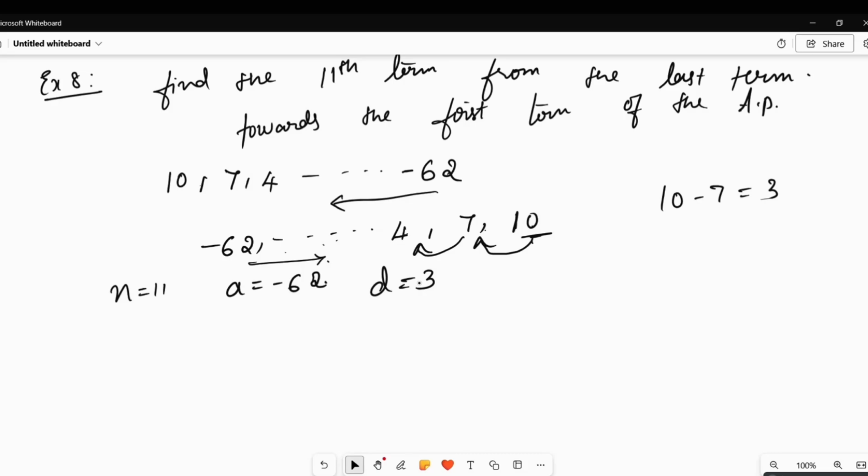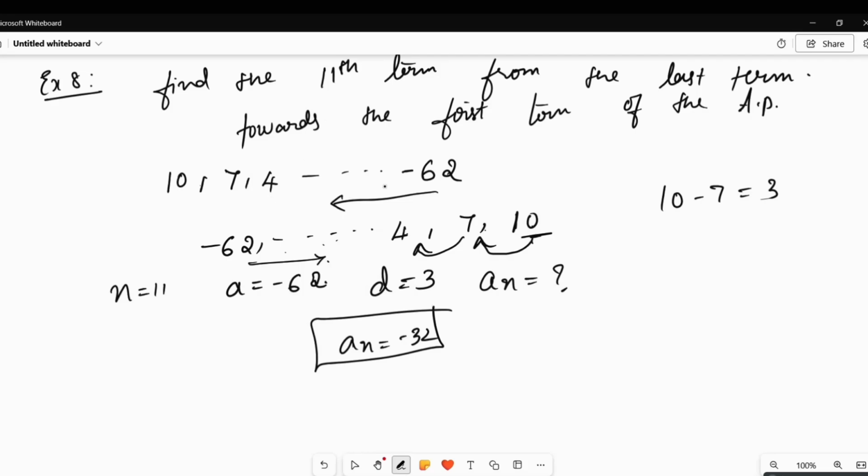Okay. Now what will be the number? N we got. 11th term you have to calculate. AN, calculate and tell me how much you will get. Minus 30. Correct. So AN is minus 30. Again, I repeat, this is an important problem. Many times they ask this type of terms. 2 marks. So find the 11th term from the last term towards the first term.